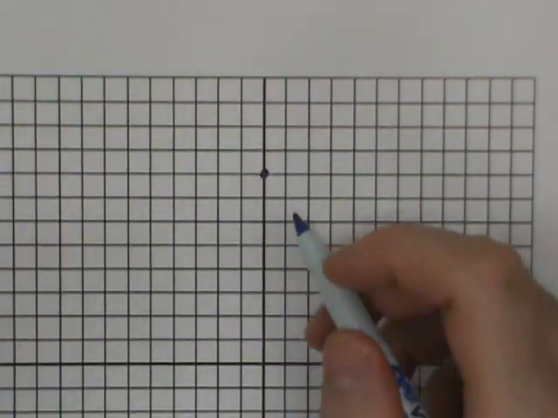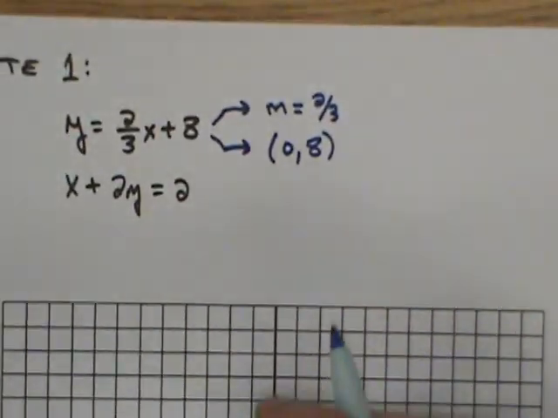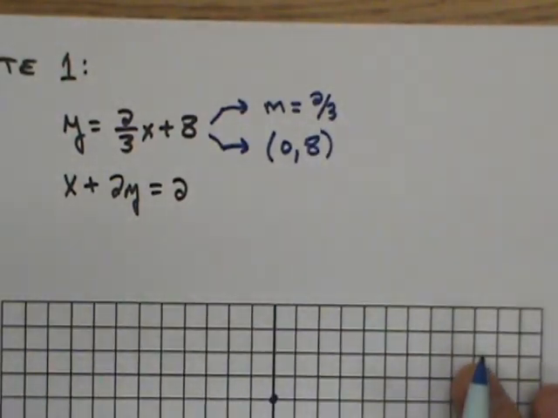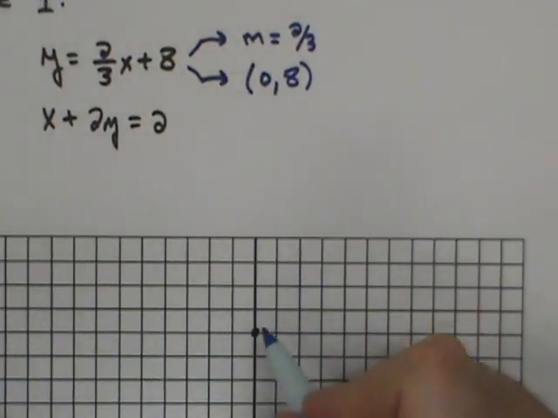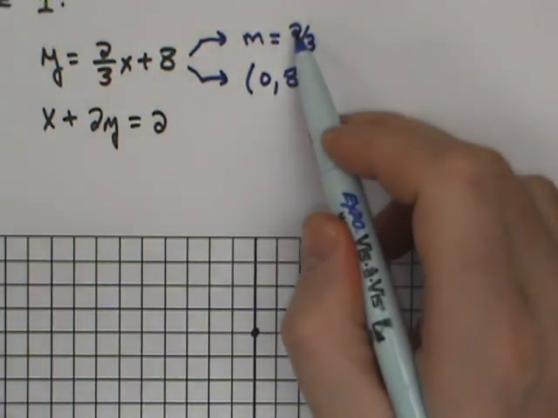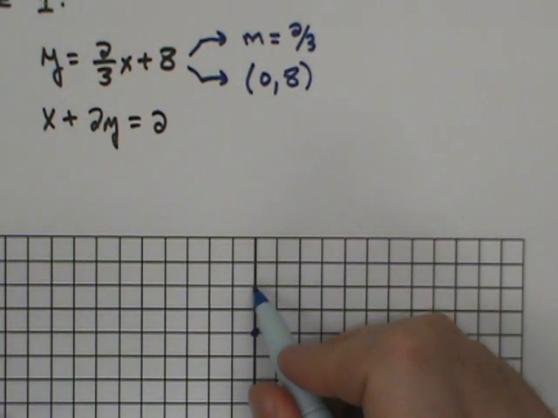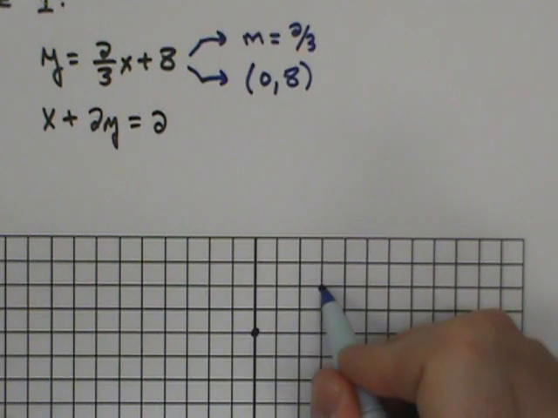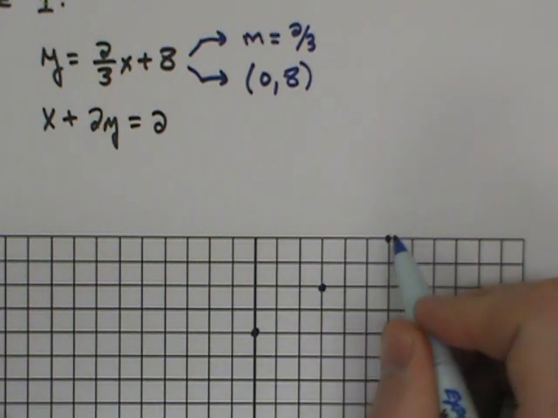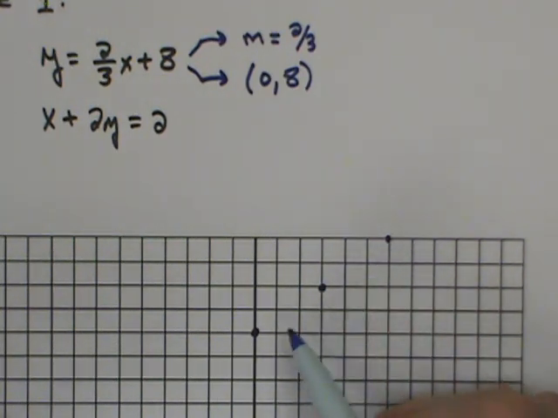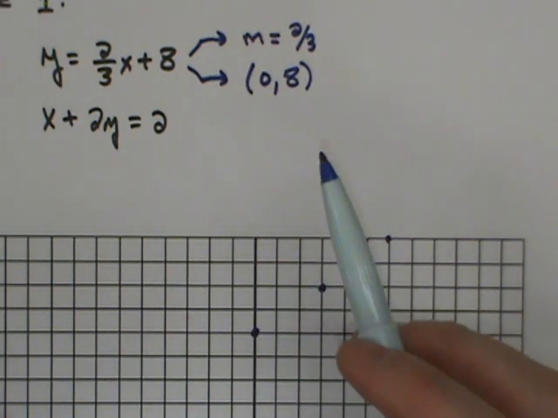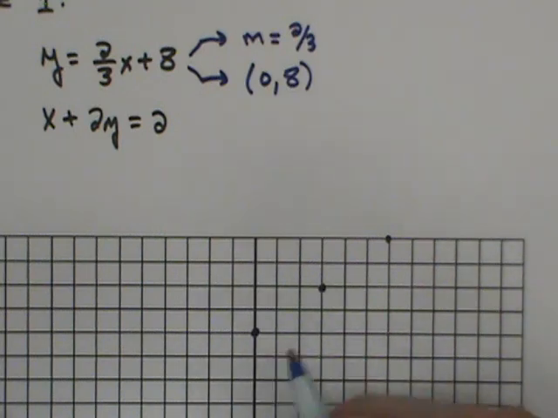Once I have that nice starting point, I follow the slope of 2/3. It's telling me from here I should go up 2 units, the top number is always up or down, go up 2 units, right 3, up 2, right 3. You notice that I quickly ran out of space on my graph, so I can go the opposite direction. The opposite of up and right is down and left.